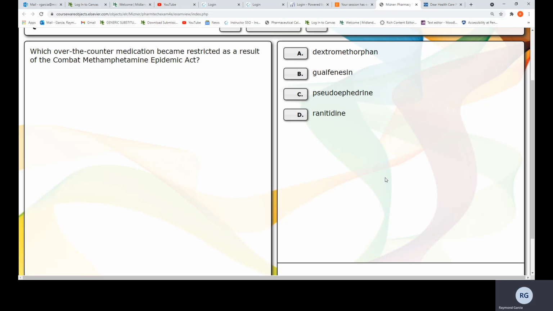A is dextromethorphan. That's actually Delsym. You see Delsym more. You say D? C? Guaifenesin is Robitussin. And ranitidine is Zantac. So yes, pseudoephedrine. The selling of pseudoephedrine is regulated under the Combat Methamphetamine Epidemic Act, because they were making meth out of it.